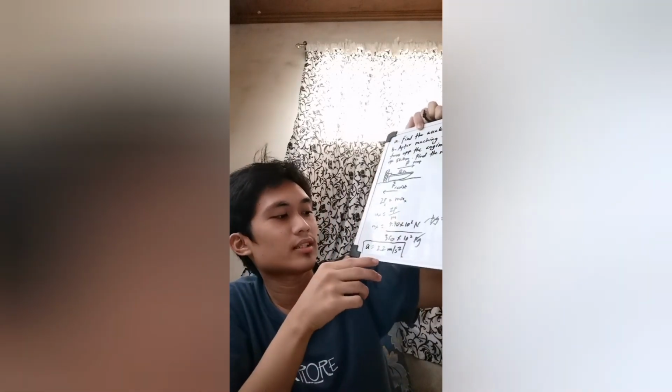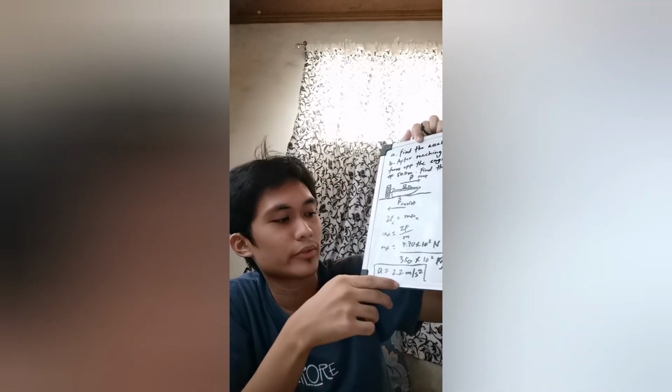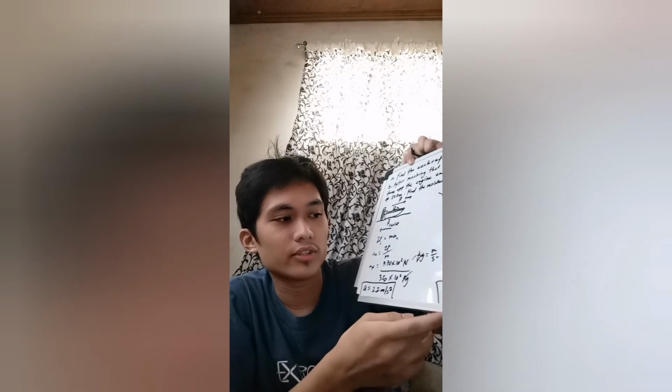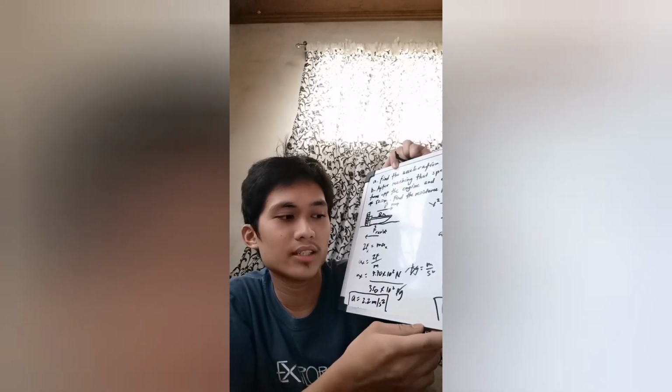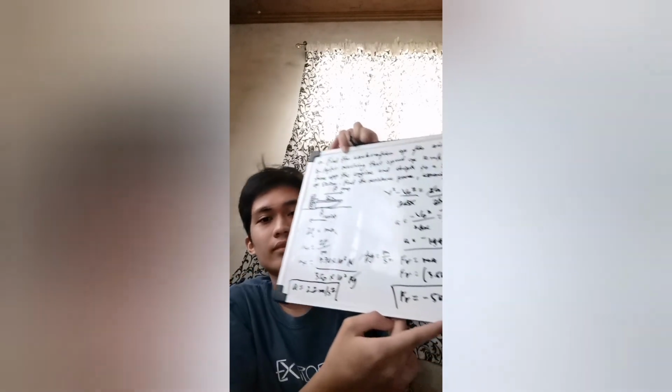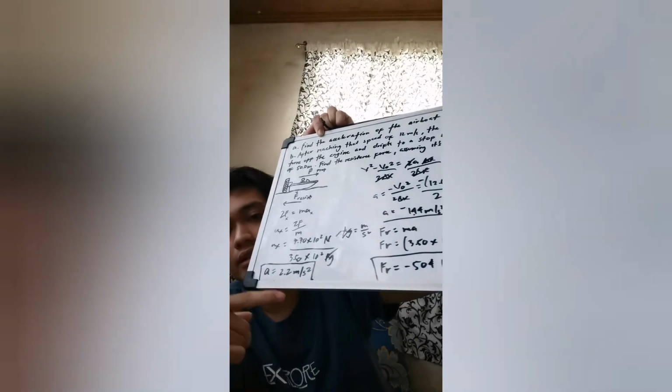These are the answers to our problem. For letter A, acceleration is equal to 2.2 meters per second squared, which is the acceleration of our airboat. For letter B, the resisting force is equal to negative 504 Newtons. So there you have letter A and letter B.